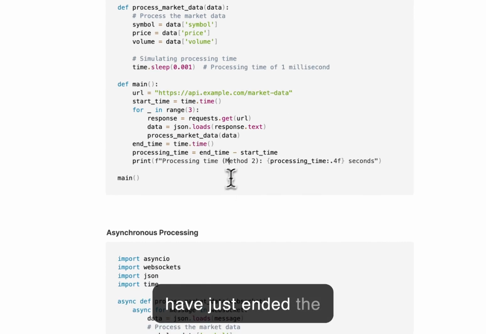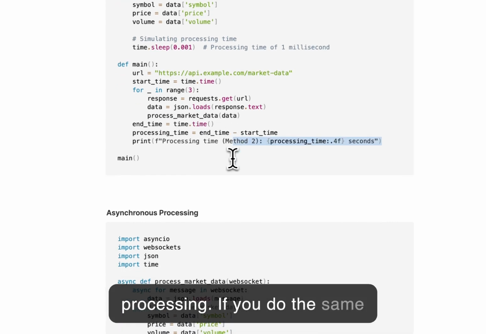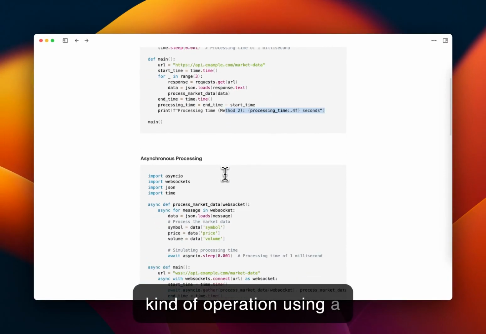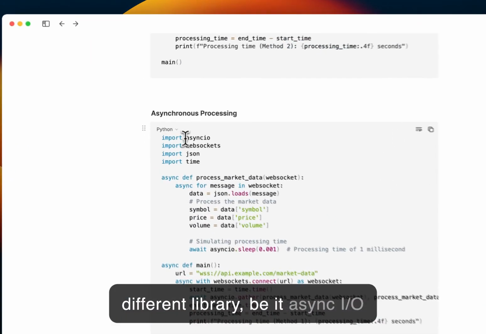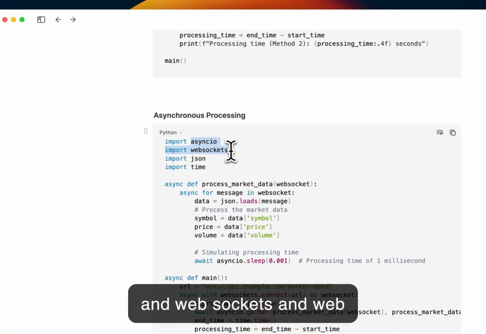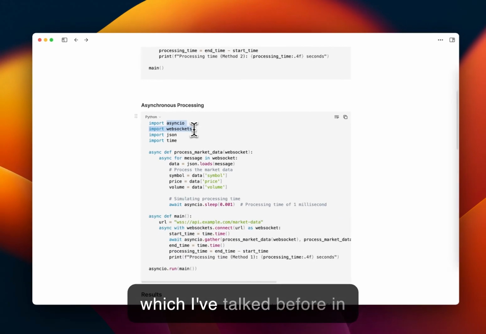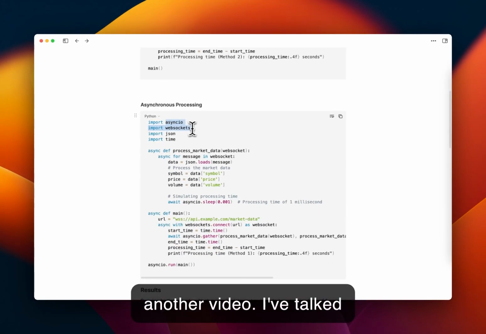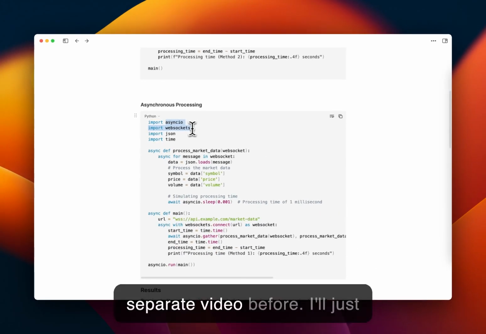And then we have just ended the processing. If you do the same kind of operation using a different library, be it Asyncio and WebSockets, and WebSockets are techniques about which I've talked before in another video. I've talked about all of these concepts in a separate video before. I'll just put a link somewhere up top.